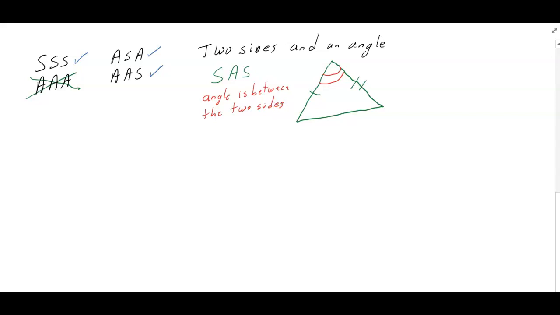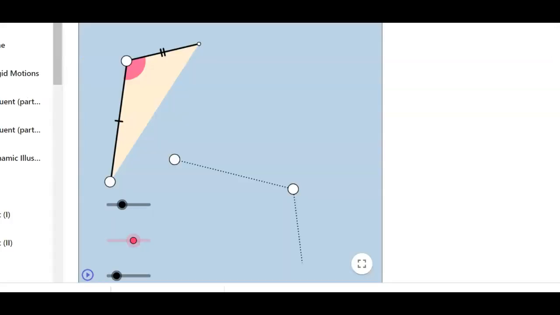So let's take a look at a visual of this one. So on the screen we have a picture of side, angle, side. Notice the red angle is between the two sides with the tick marks. And let's see what happens here. I'm going to copy the first side. I'm going to copy the angle on the third side. And then if you notice the triangle there, when we moved it, it was the same exact triangle.